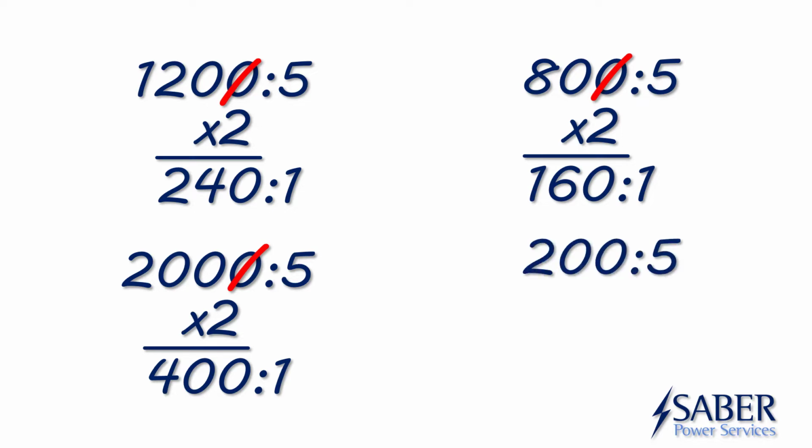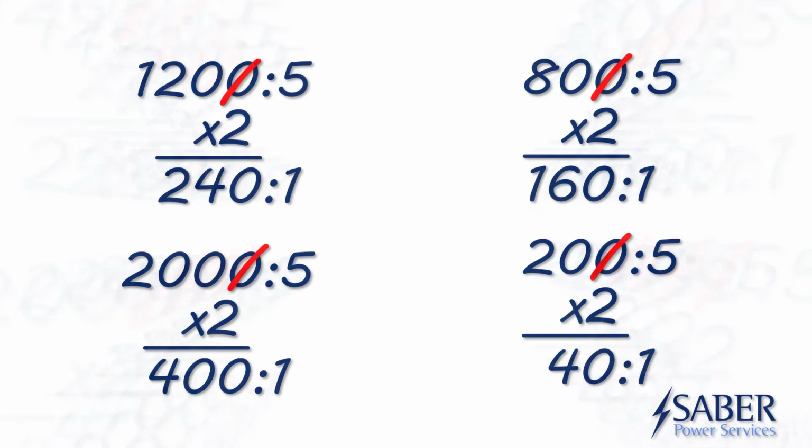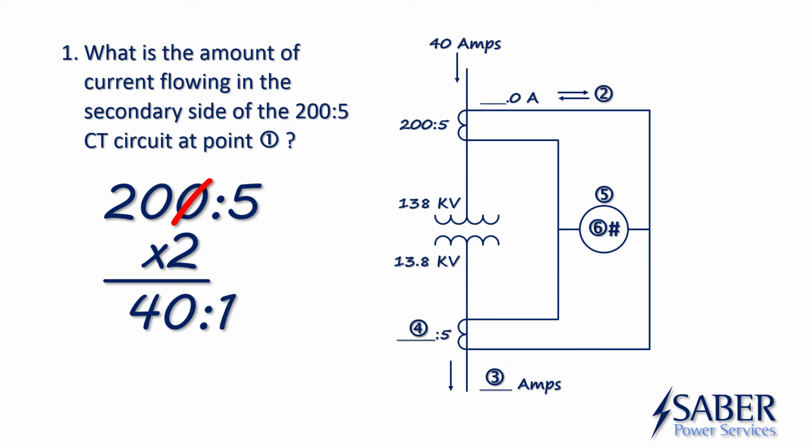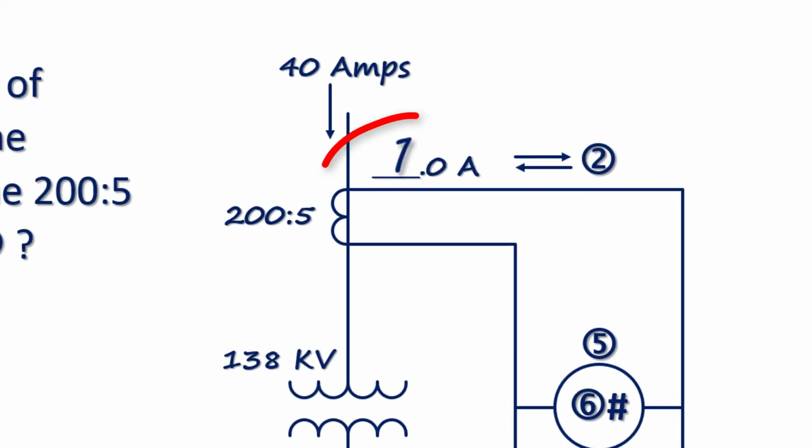160 to 1. One more. 200 to 5. Oh, that happens to be the one we're dealing with right now. 200 to 5. Take off the last 0. Multiply by 2, and you get 40 to 1. So what is the amount of the current flowing in the secondary side of the 200 to 5 CT at point number 1? 200 to 5, take off the last 0, multiply by 2, 40 to 1. 1 amp flowing in the secondary circuit.